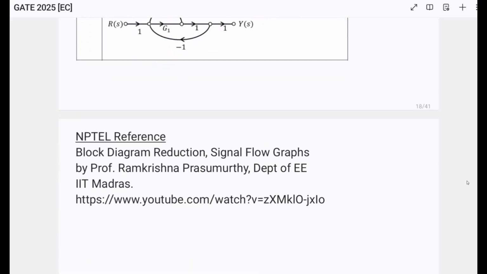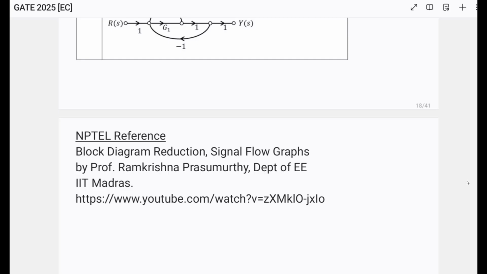Also you can see the NPTEL reference topic, that is block diagram reduction signal flow graph, by Professor Ramkrishna Prasumurthy, Department of Electrical Engineering, IIT Madras. So you can go through his YouTube lecture to get more insight of this block diagram and reduction techniques.